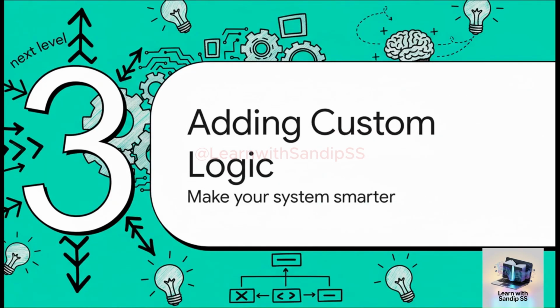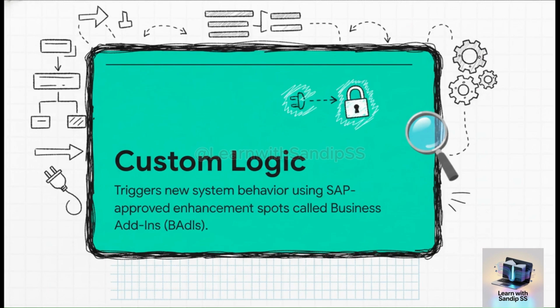Okay, so we've covered changing how things look. Now let's go a level deeper and talk about changing how the system actually behaves. This is where we start adding custom logic to make our system a little bit smarter. Custom logic lets you trigger new actions at these very specific, predefined moments in a process. You do this with something called a business add-in or a BAdI.